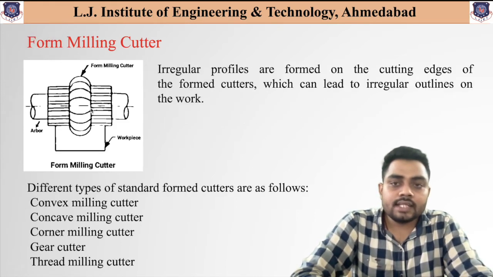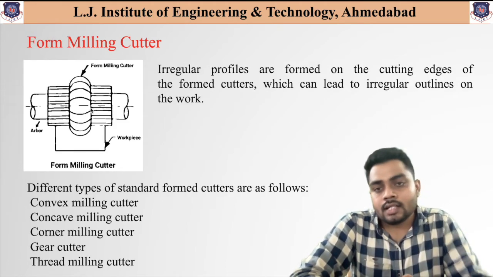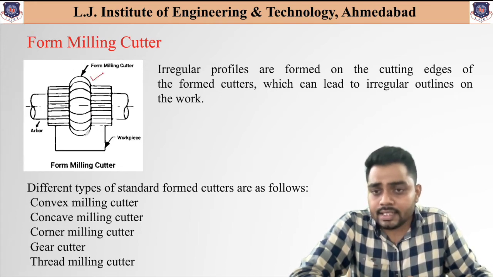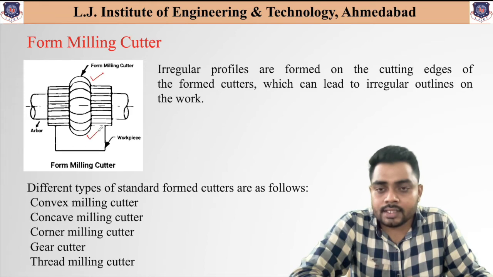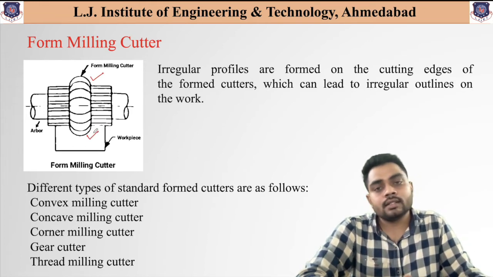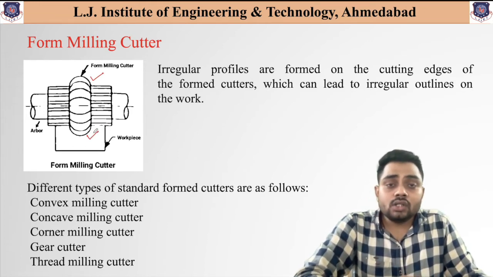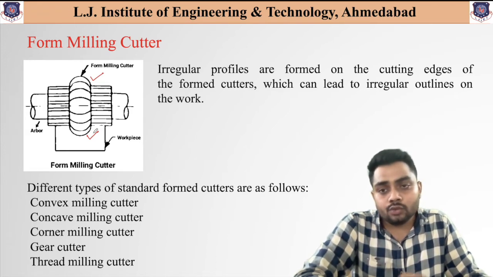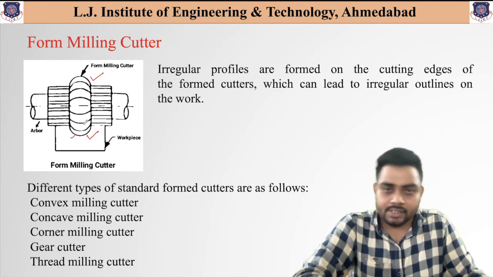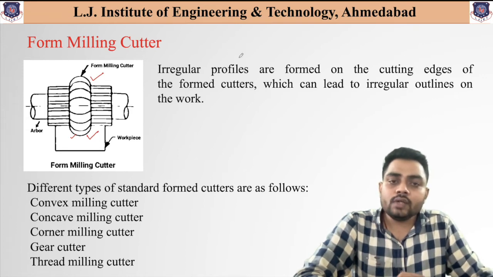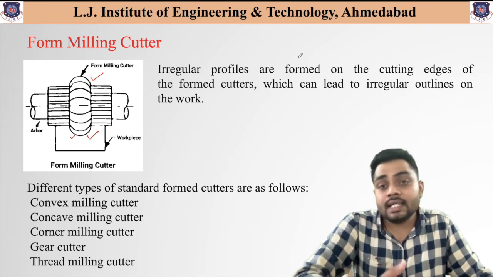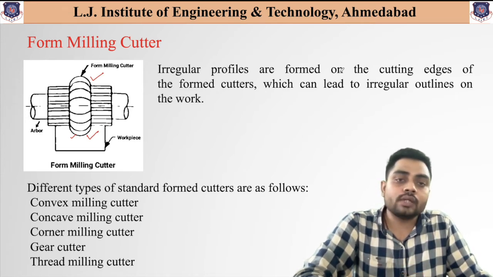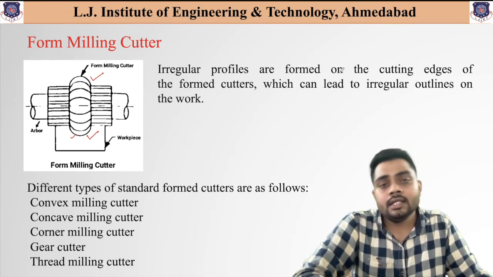Now the next one, that is the form milling cutter. As you can see, the form milling cutter has a different geometry than all the cutters shown earlier. That means based on the cutting surface or the machining shape required, the cutting tool is given the corresponding dimension. So irregular profiles are formed on the cutting edges of the form cutter, and this can lead to irregular outlines or irregular geometry on the workpiece.